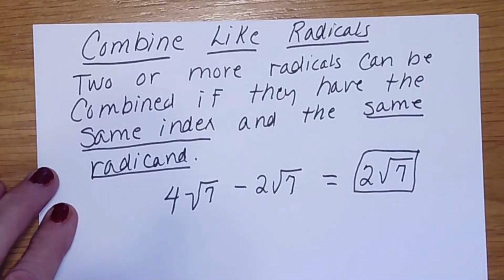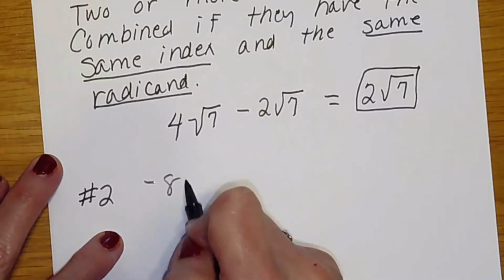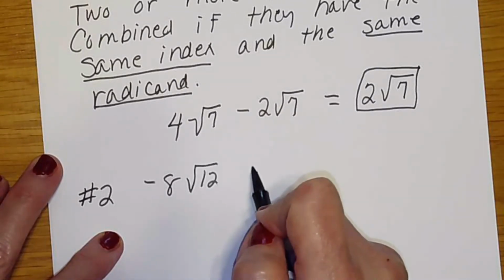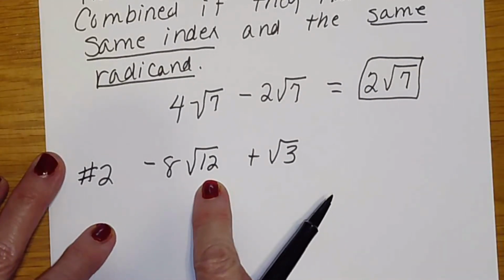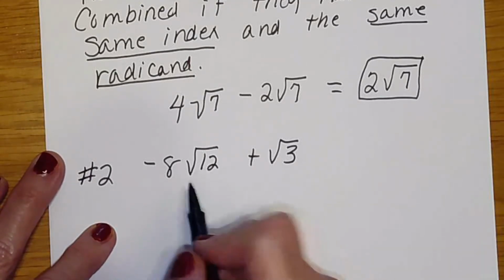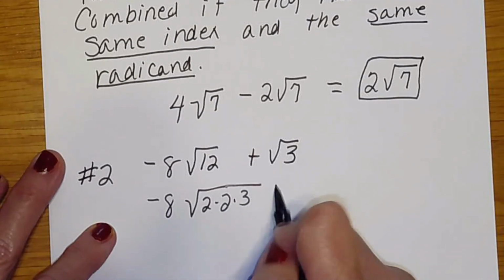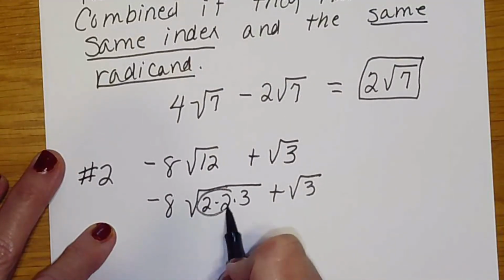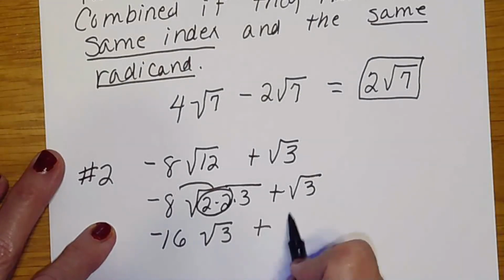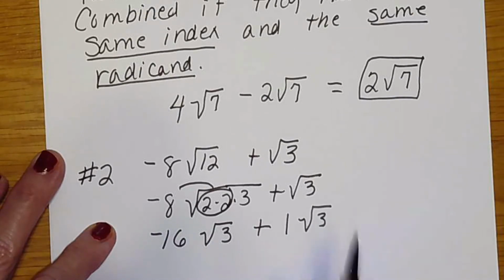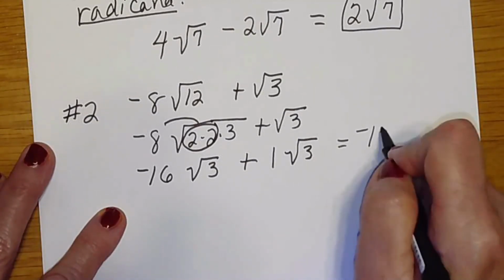Let's try another example. Number 2. If I have a negative 8 times the square root of 12 plus the square root of 3. Well, I'm going to simplify that. I know that 12 would be 2 times 2 times 3. I would have a negative 8 times the square root of 2 times 2 times 3, plus the square root of 3. I know I'm going to have that 2 come out and multiply here, giving me a negative 16 times the square root of 3, plus I've understood 1 in front of that square root of 3. Now I'll just take my coefficients. Negative 16 plus 1 gives me a negative 15 times the square root of 3.